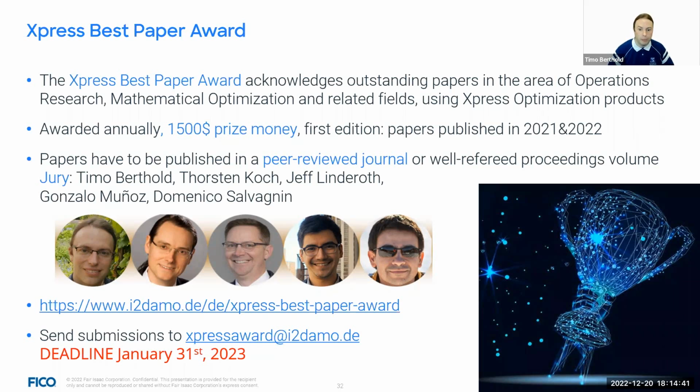The authors of the winning paper will be awarded a prize of $1,500, and for the first edition of the award, all papers will qualify that are published within the years 2021 and 2022, and you need to submit your paper by the end of January. If the deadline is too close, consider the next year's edition, for which your paper needs to be published by the end of 2023. So if you have any questions, you can send them to the named email address, or I will also be happy to answer them.